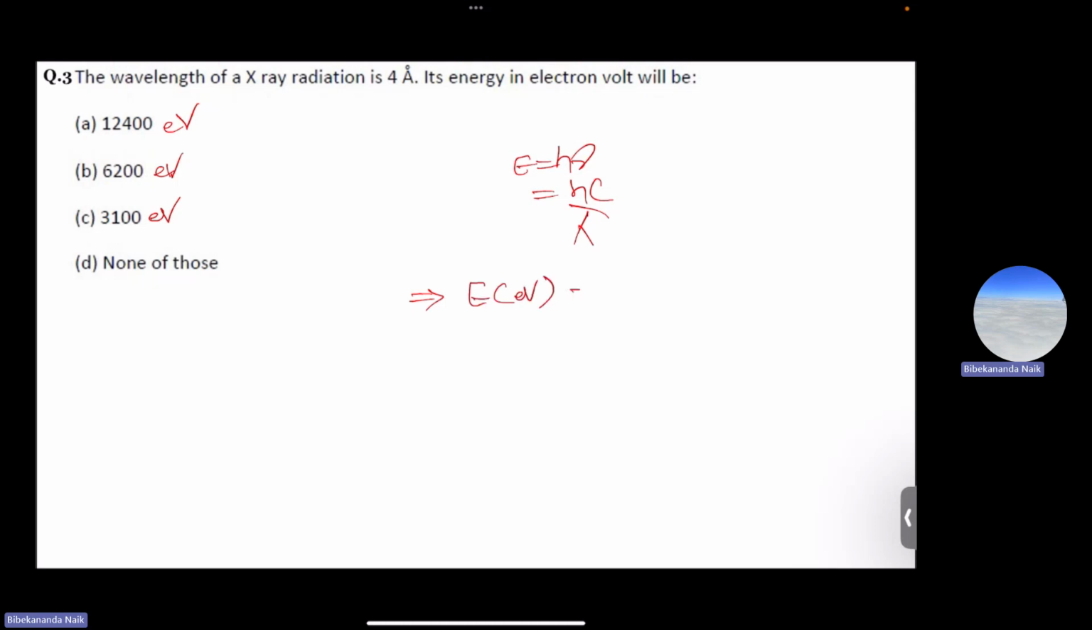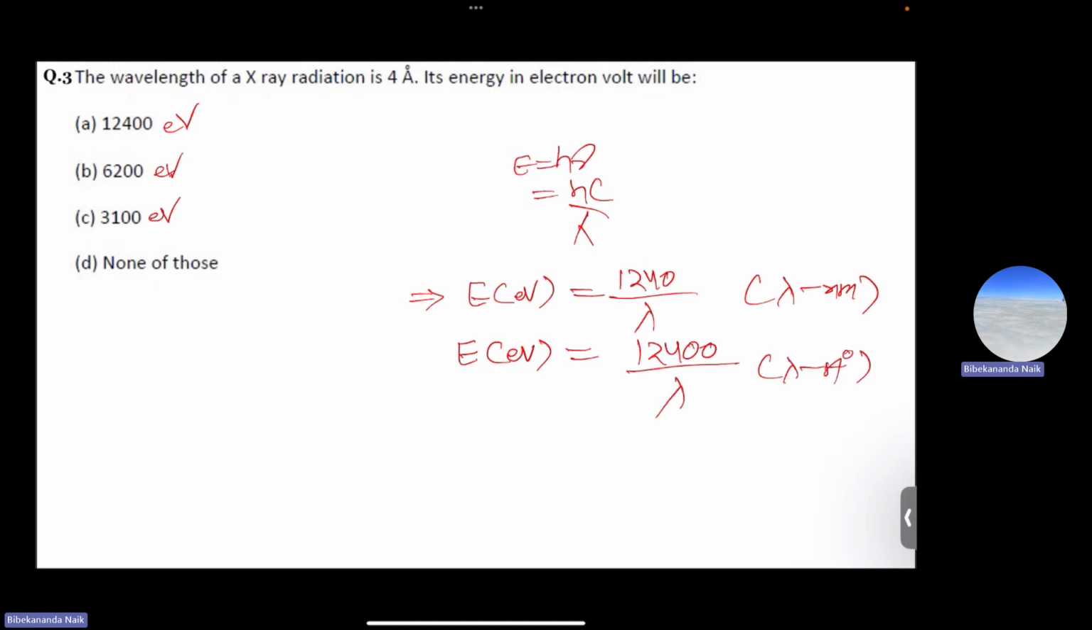E in electron volt will be 1240 divided by lambda, where lambda is in nanometer. But in the question the wavelength is given as 4 angstrom. So if you convert this formula to angstrom, the energy in eV will be 12,400 divided by lambda, where lambda is in angstrom. These are the two formulas, and using them you can easily calculate the value of the energy.